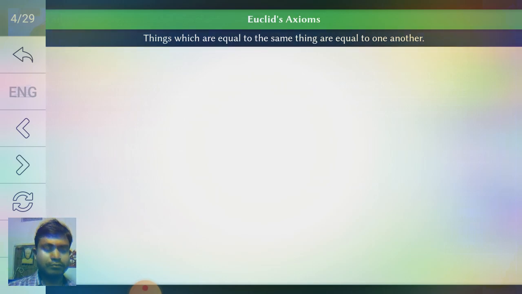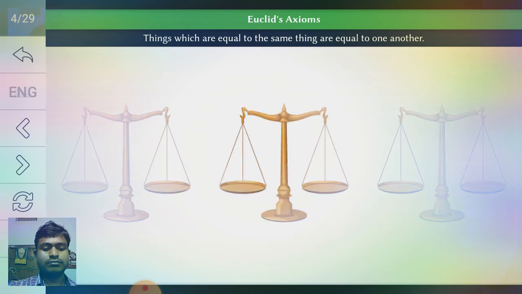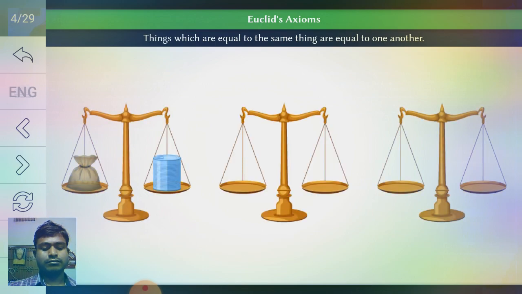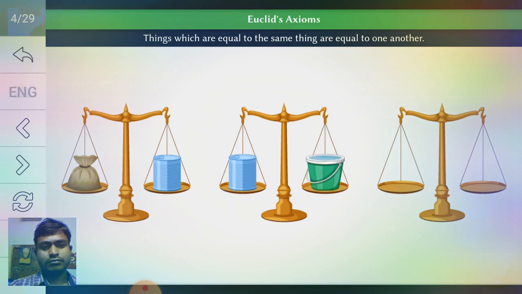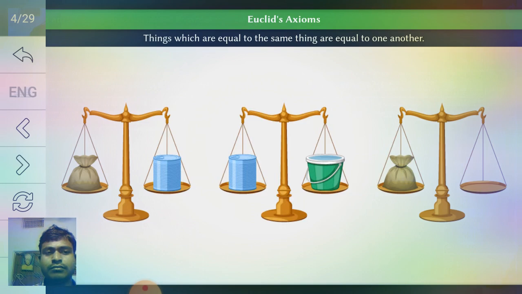Things which are equal to the same thing are equal to one another. Let's consider an example. If the weight of a sack is equal to the weight of a can, and the weight of the can is equal to the weight of a bucket, then the weight of the sack is equal to the weight of the bucket.